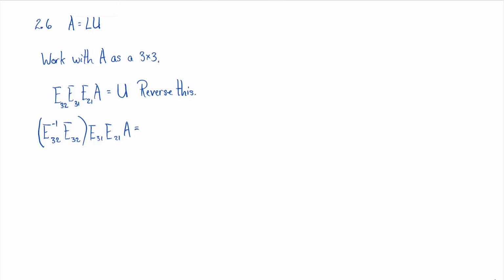Then we'll have the rest of these, E31, E21 times A. And since we multiplied on the left side of the equation, we also multiply on the right side of the equation. So we have E32 inverse times U. Now let's notice that this piece in the parentheses is just I. And so really now I have E31, E21 times A equals, and I'm going to leave a space after the equal sign, E32 inverse times U.